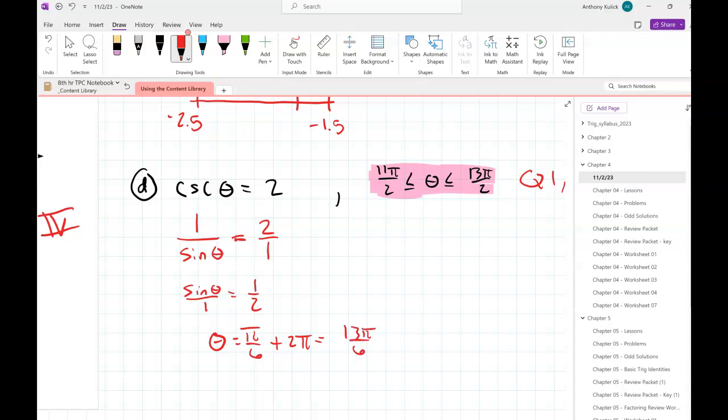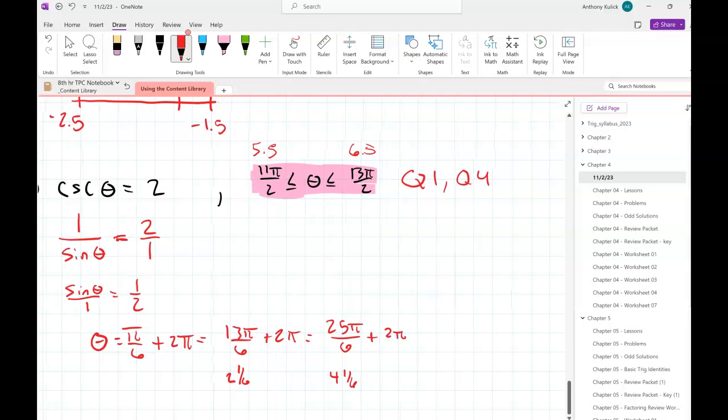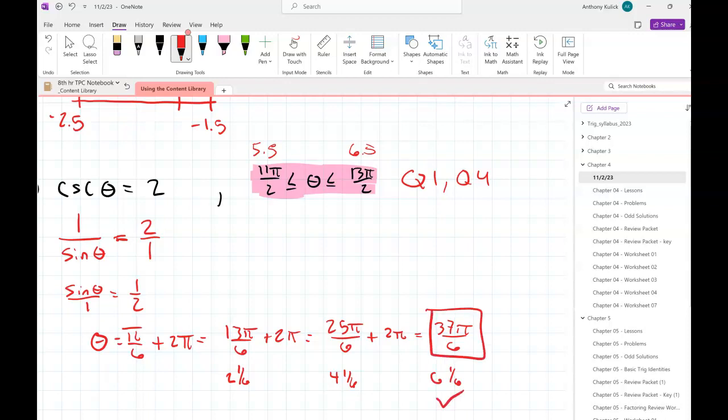That's 2 1/6. Still not enough, right? Because this is 5.5, and this is 6.5. So let's do it again. So that's 4 1/6. Still not enough. Oh my goodness, Mr. Kulik, this is just cruel and unusual punishment. It's fine. You're just adding 12 to the numerator. Everybody okay? That's kind of as hard as it'll get. That's not bad, right?